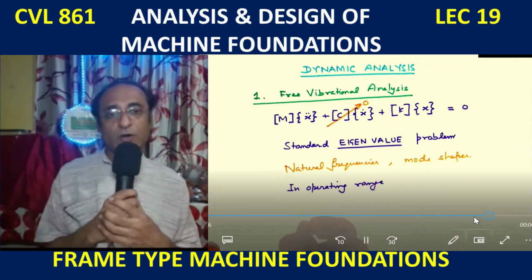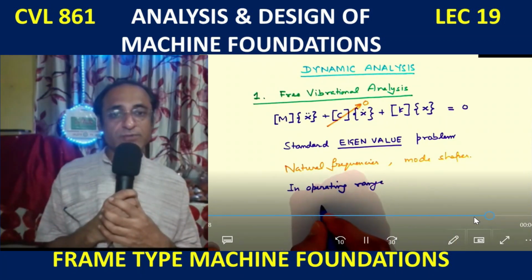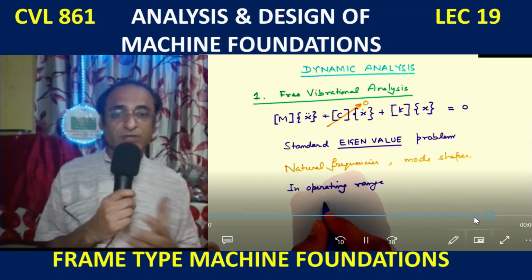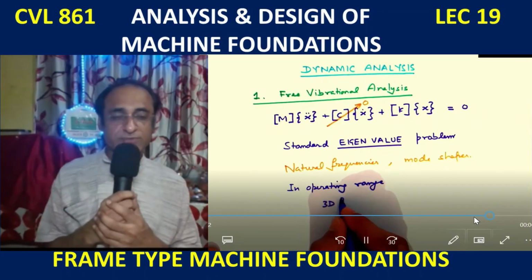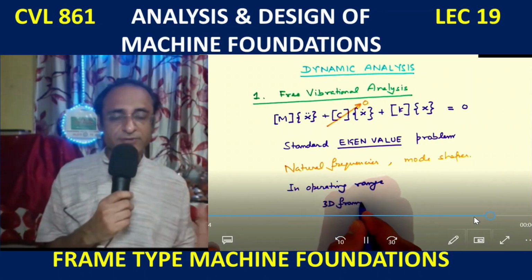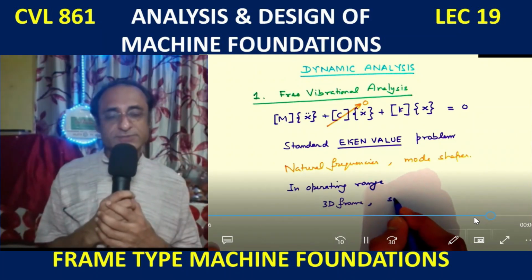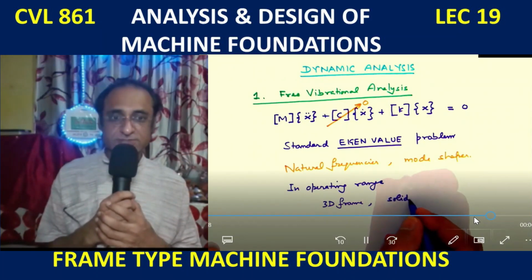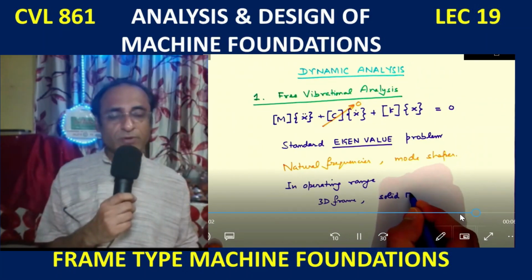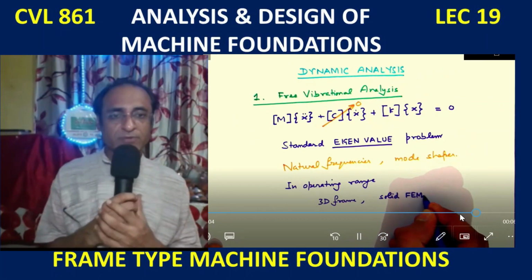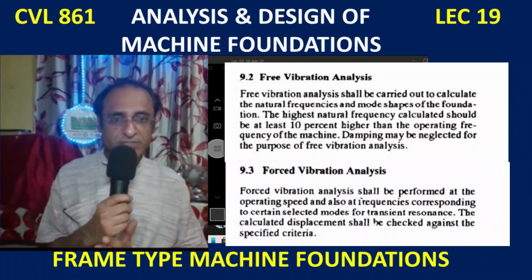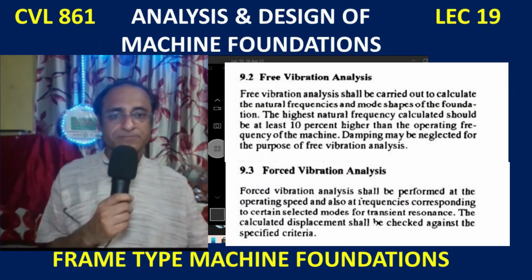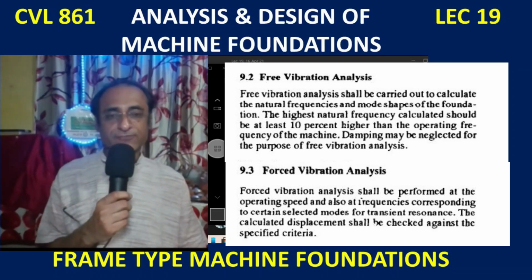At least how many natural frequencies must we obtain? We know the operating range of the machine. So in the operating range we should at least get all the frequencies and all the modes, and a little bit beyond the operating frequency also, because when the machine is switched on and it's progressing, it will pass through the frequencies from 0.